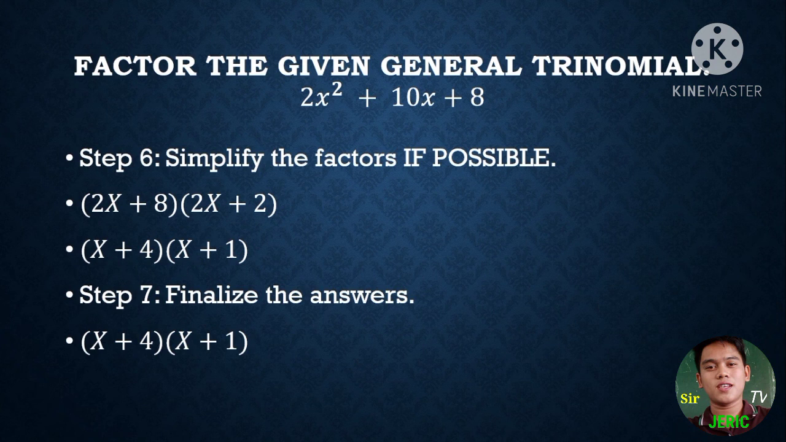So, 2 divided by 2, the coefficient of x is 2 divided by 2. So, magiging x na lang. And then our 8, it divided by 2. So, magiging 4 na lang. So, we have x plus 4.